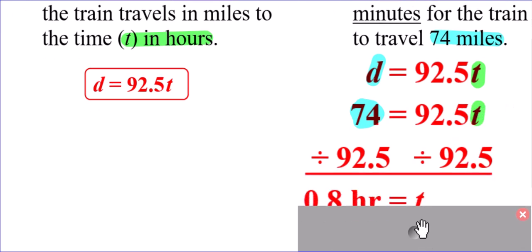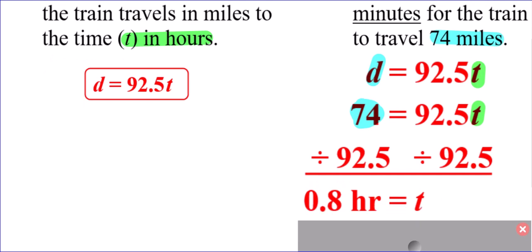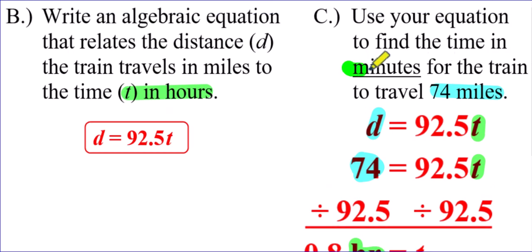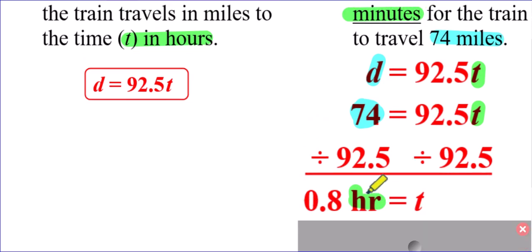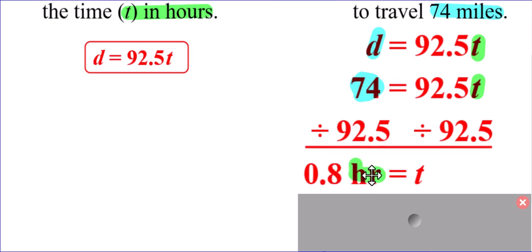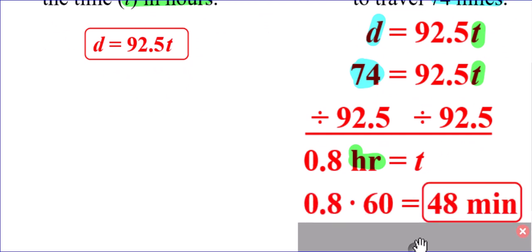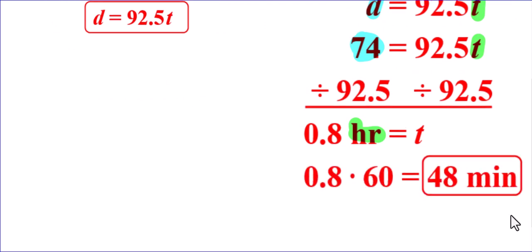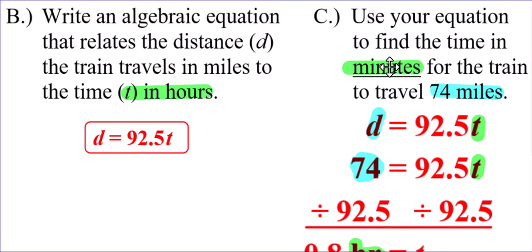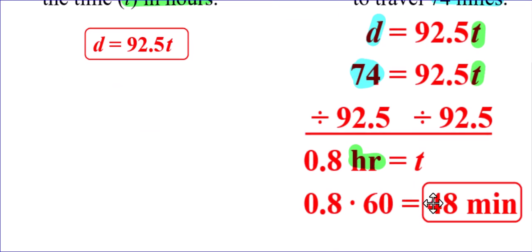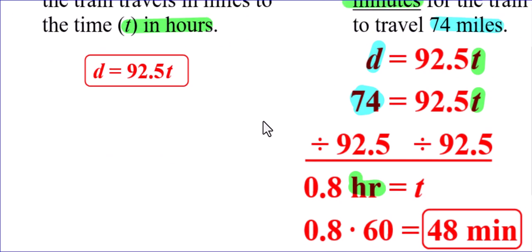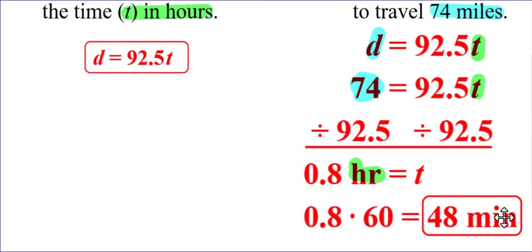That's going to give us 0.8. But what is that? That's the time in hours. Well, I don't want it to stay in hours. I need it to be in minutes. Well, you guys know how many minutes are in an hour, correct? 60. So if you take 0.8 hours times 60, because there's 60 minutes in an hour, you will get the time in minutes, which is what part C required you to find. So this took a little bit of extra work to convert our answer of time in hours into minutes: 48 minutes.